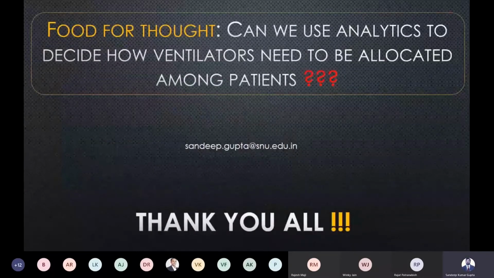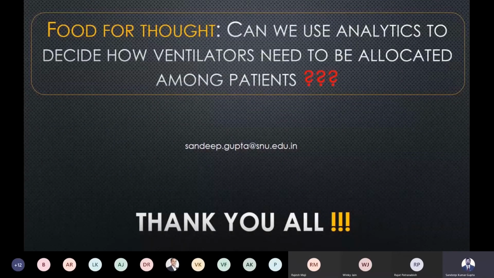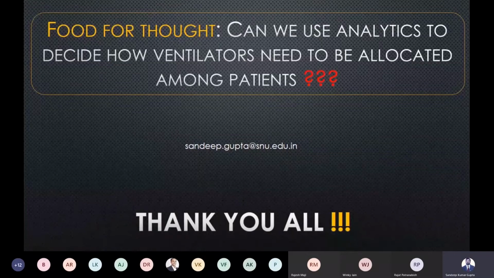That's all from my side. Before closing this session, I have one more food for thought. Can we use analytics to decide how ventilators need to be allocated among patients? For example, when we have two ventilators and three patients, what should be the approach? What should be the algorithm to decide whether we should go purely on economic criteria, or consider the ethical angle, or a combination of that? What kind of model should we develop in order to address that?